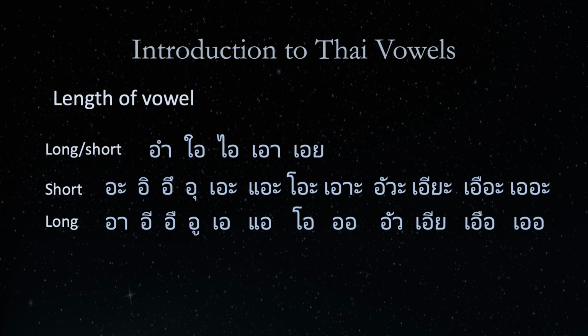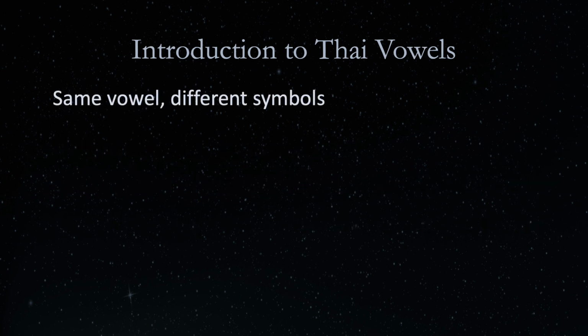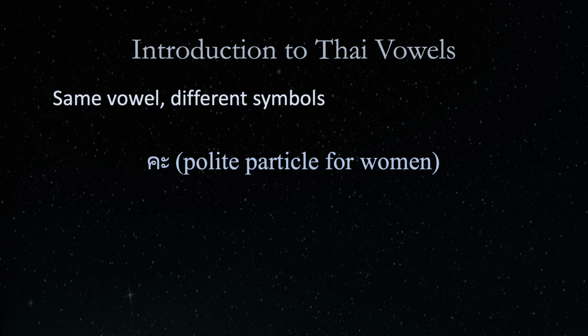Some Thai vowels have different symbols depending on the presence of a final consonant in the syllable. The single syllable word ka, for example, does not have a final consonant. Ka, which is a polite particle for women, therefore ends with the short vowel sara-a. The same vowel in another one-syllable word wan looks different because of the presence of a final consonant. Wan means day. I will refer to this variant of the vowel as the closed variant because it is enclosed by the initial and final consonants. I will refer to the variant without the final consonant as the open variant.